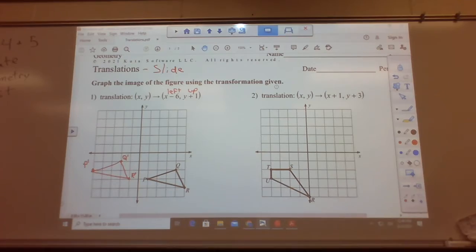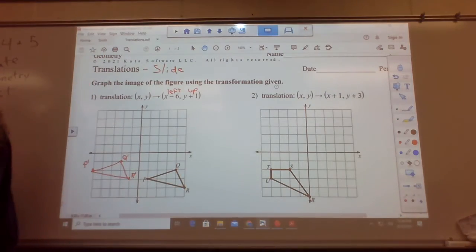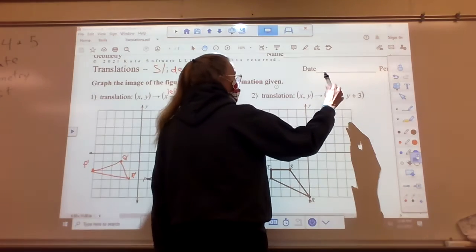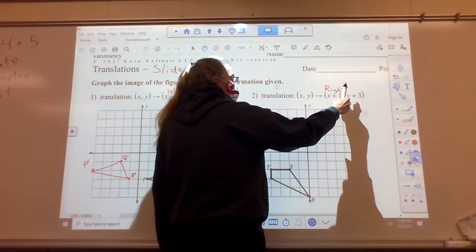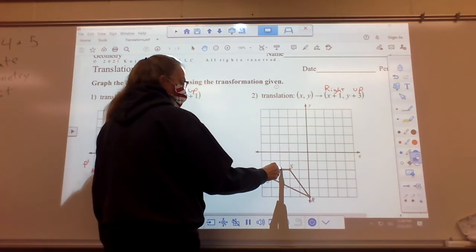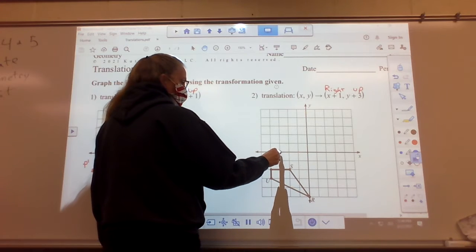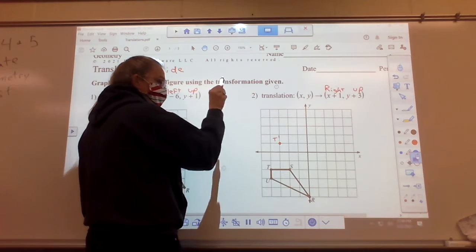Make sure you label your points. So the x is going plus 1. If it's a plus, it's right. The y is going plus 3, so it's up. So from every point, I'm going right 1, up 3. 1, 2, 3. Label it with the new T, T with a little prime.